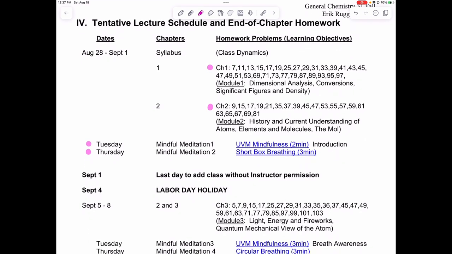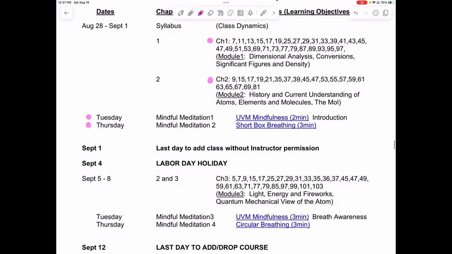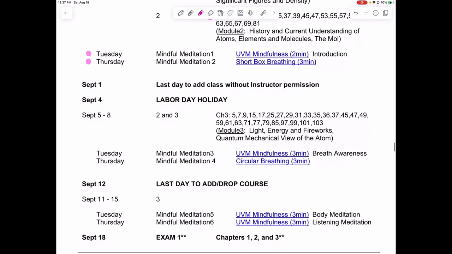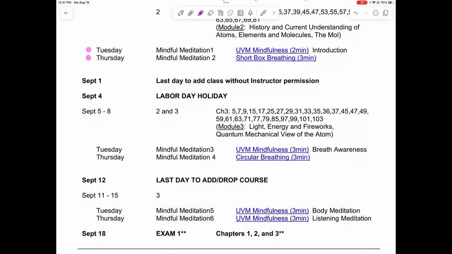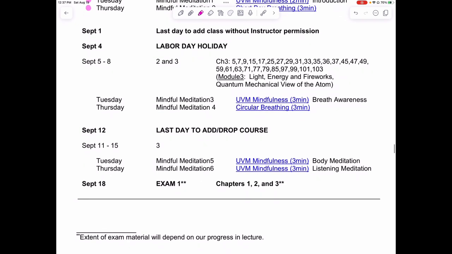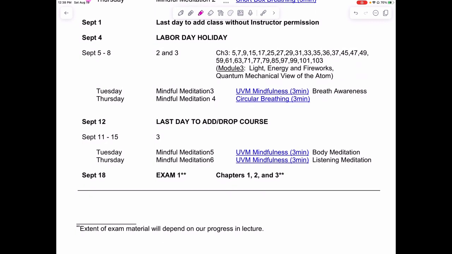So this tentative schedule has all of that, as well as other dates such as last day to add class, Labor Day, etc. As we go down through, we see the mindfulness studies that we're going to be talking about from Tuesday to Thursday. And then we have our exam. Exam 1 on the 18th is chapters 1, 2, and 3. I have a feeling we'll get through all of chapter 3, but I put a double star there because it just depends on our progress in lecture. I'm not expecting us to get to material that we have not discussed in lecture. So the amount of information on exams definitely depends on that idea.